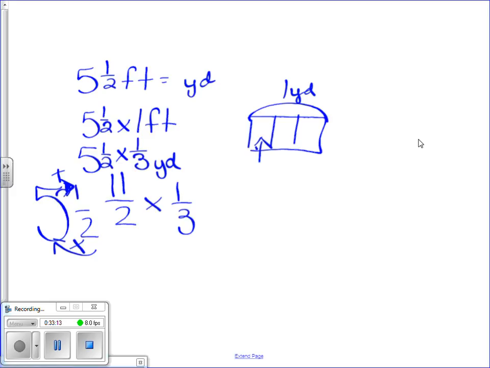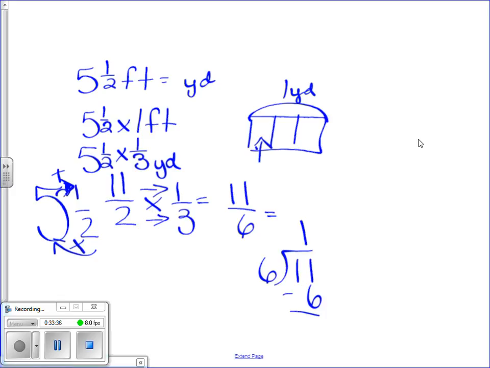Whatever. So now I can multiply these. 11 over 6. Now that my answer is improper, I have to put it back as a mixed fraction. 6 goes 1 time, with 5 left. So it's 1 and 5/6 of a yard.